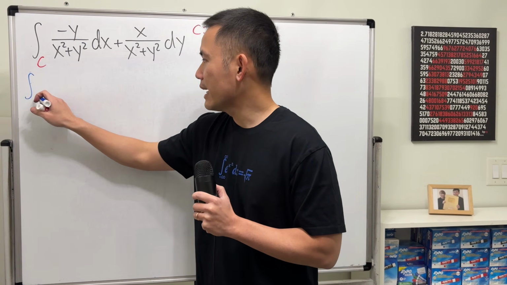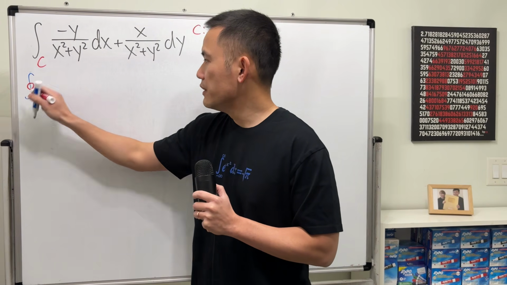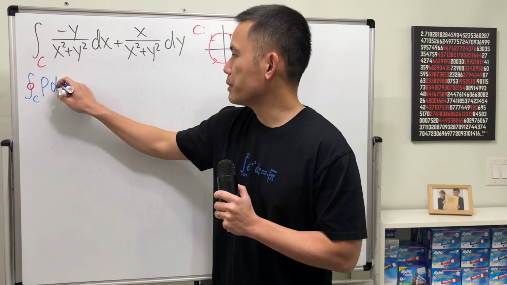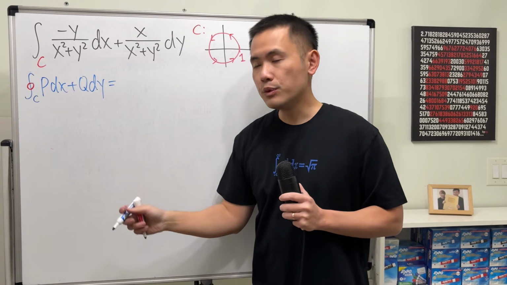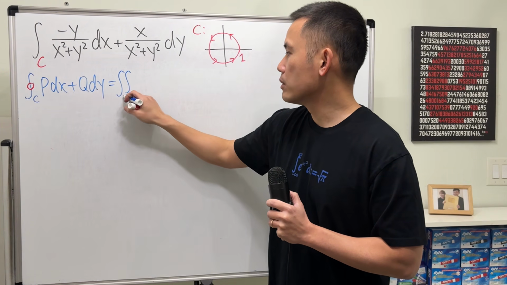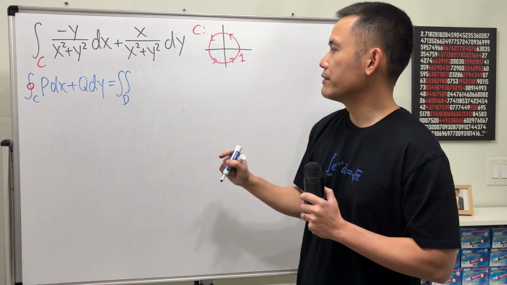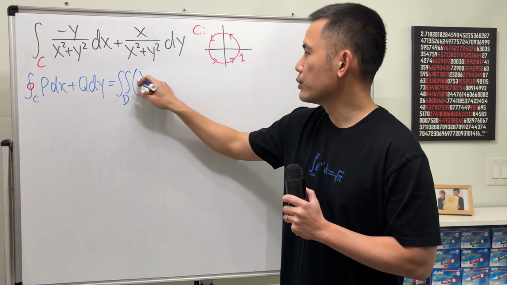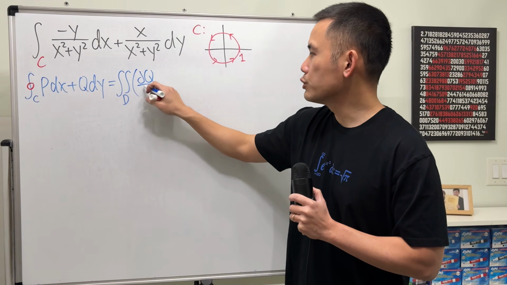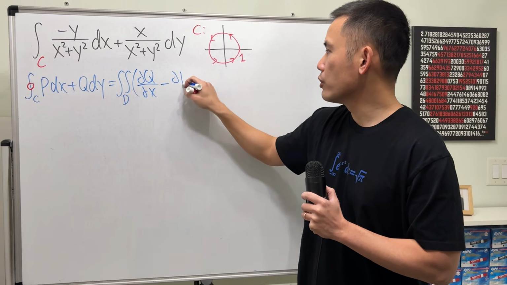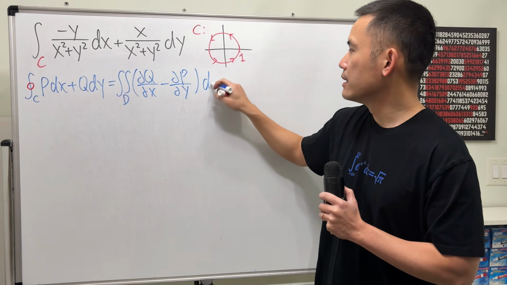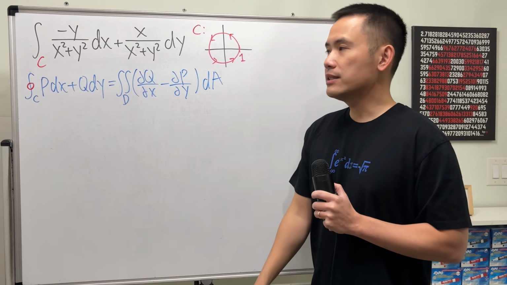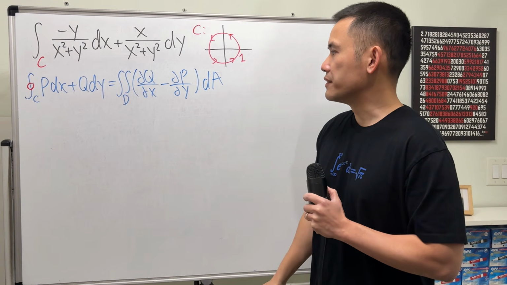First, when we have a line integral over some curve C, if it's closed, and here let's say we have p dx plus q dy, then Green's theorem says change that to a double integral over the region. Here we have the unit circle. Inside you do partial of q with respect to x minus partial of p with respect to y, and then dA. So let's go ahead and get our partial derivatives.